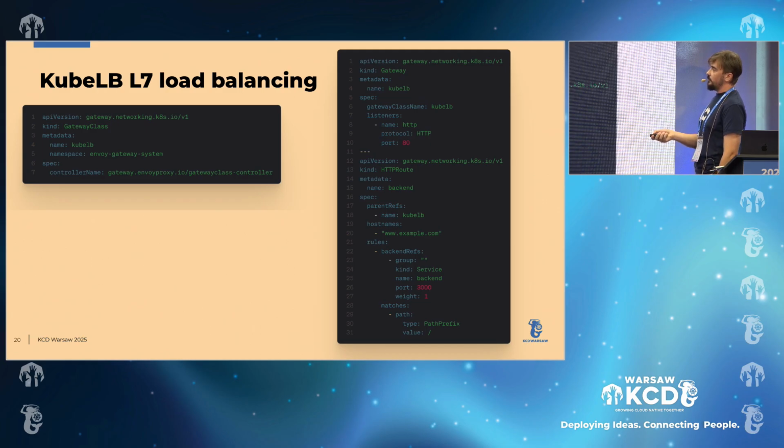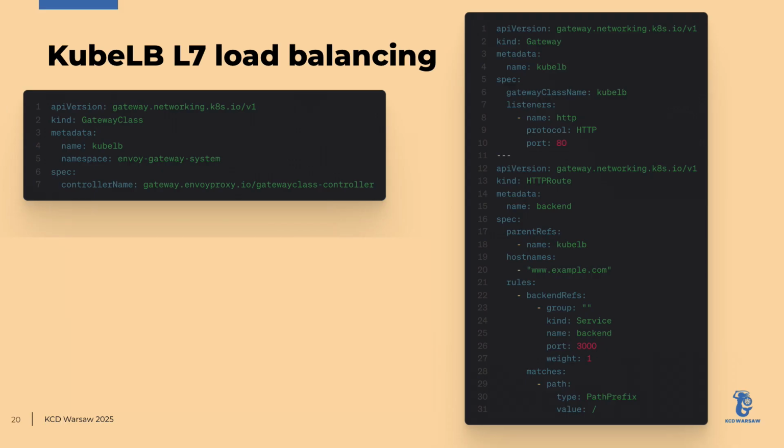So this is what I have deployed in my management cluster. It's a gateway class named kubelb. It's just a standard one. I want to showcase what happens when I deploy a gateway and HTTP route in my tenant cluster. So let's say I have a basic gateway.